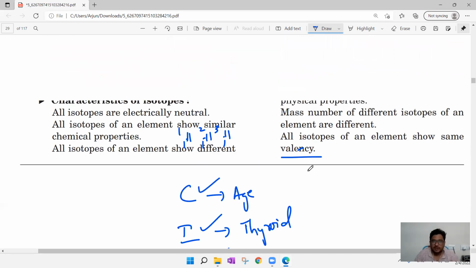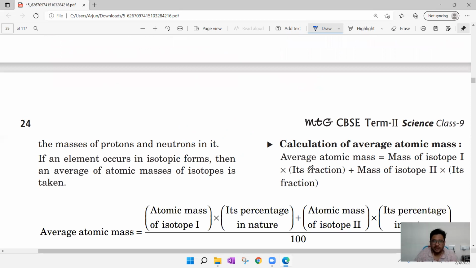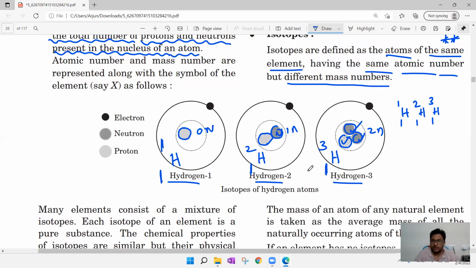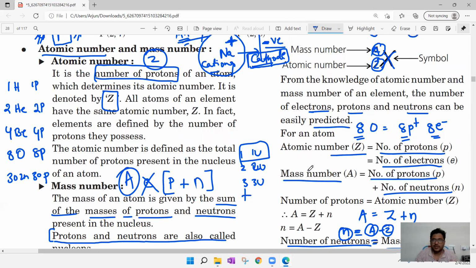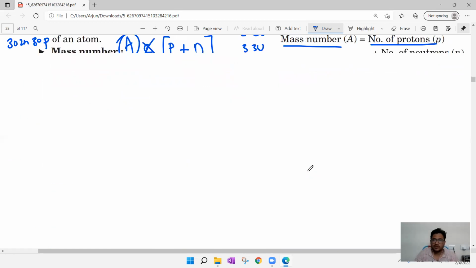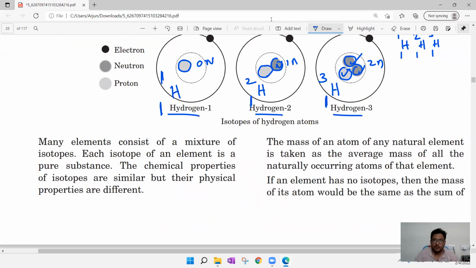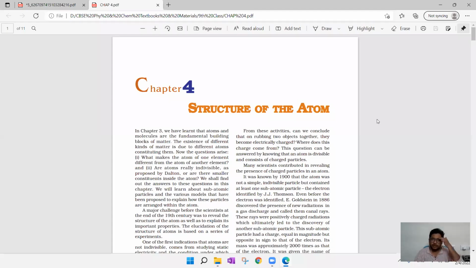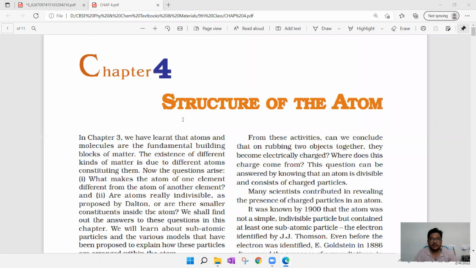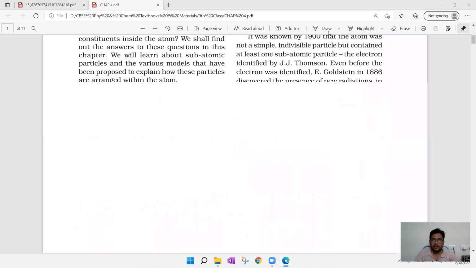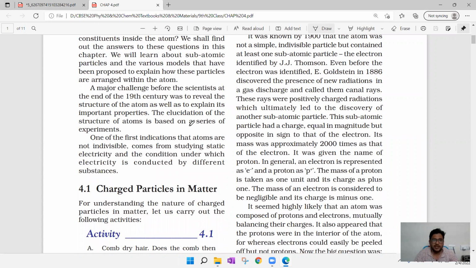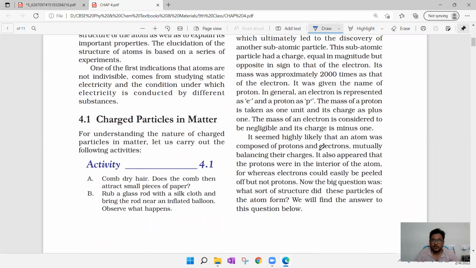So these are concepts present in chapter 4, structure of the atom. Of course, we have isobars also in the textbook. We'll see isobars and isotopes once. So this is textbook chapter 4, structure of the atom, where you can find the introduction. Then you can find charged particles in matter regarding electron, proton, and neutron.